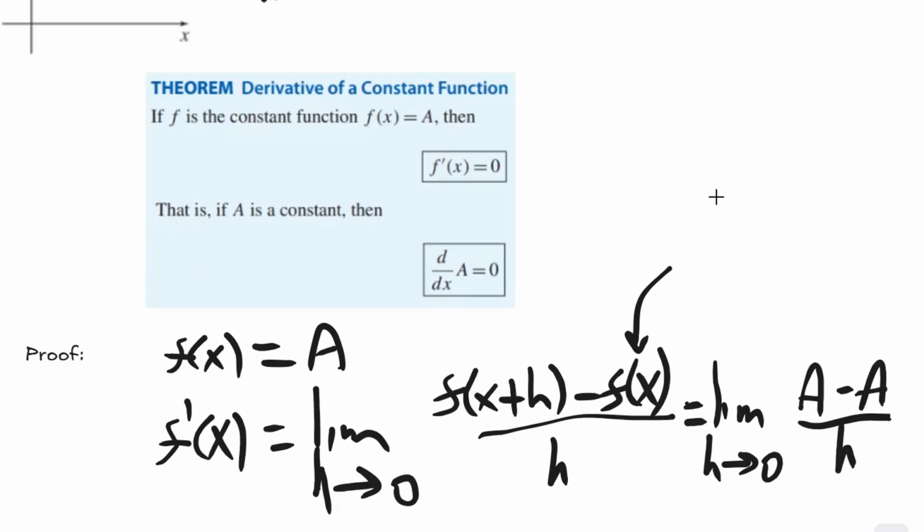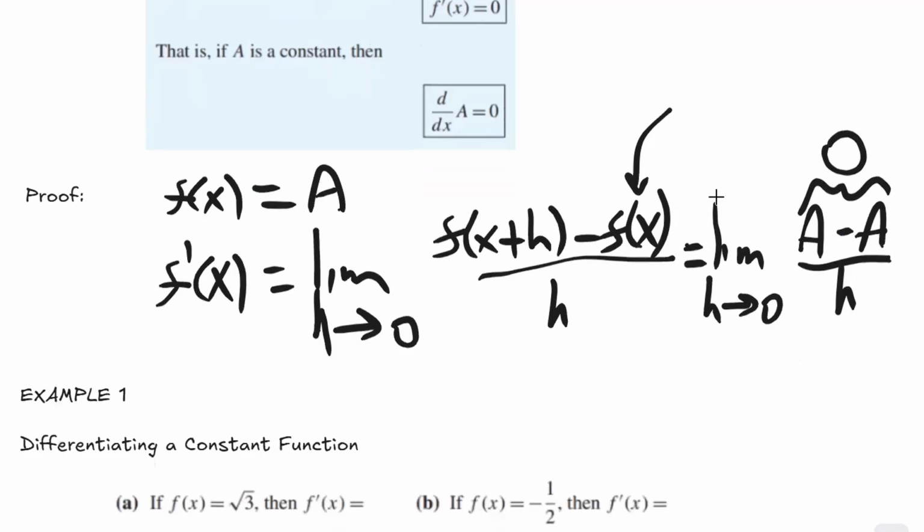So no matter what you're doing, the f of x plus h minus f of x is always going to be a minus a. In other words, there's no change in the y value, so the numerator is always going to simplify to 0 before you even take the limit. So you have 0 over h, which simplifies to just 0, so the limit is going to be 0, and we've proved that the derivative of a constant is 0.